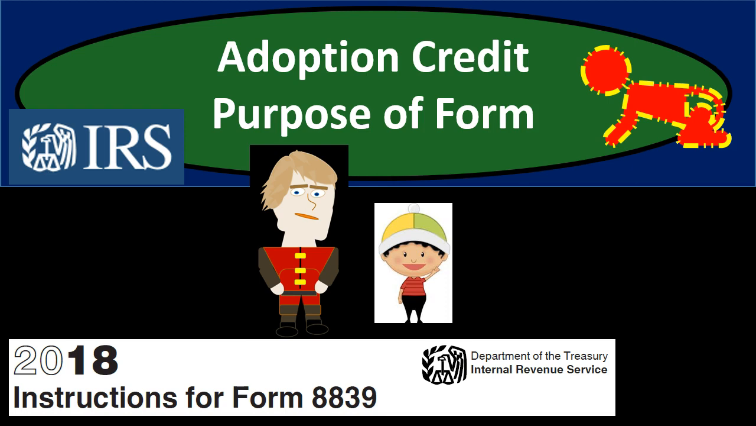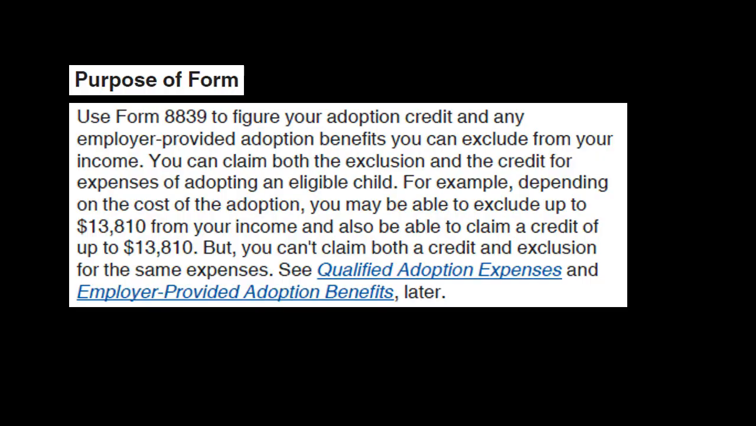In this presentation, we will discuss the purpose of the Form 8839 related to the adoption credit. This information can be found in the 2018 instructions for Form 8839. Purpose of the form. Use Form 8839 to figure your adoption credit and any employer-provided adoption benefits you can exclude from your income. You can claim both the exclusion and the credit for expenses of adopting an eligible child. For example, depending on the cost of the adoption, you may be able to exclude up to $13,810 from your income and also be able to claim a credit up to $13,810. But you cannot claim both the credit and exclusion for the same expenses.